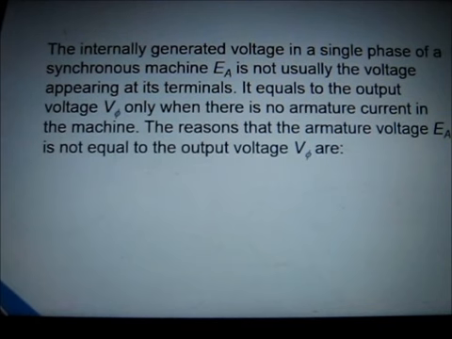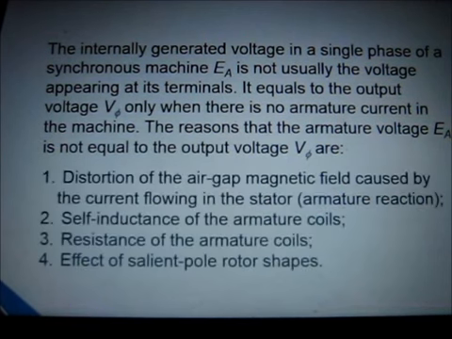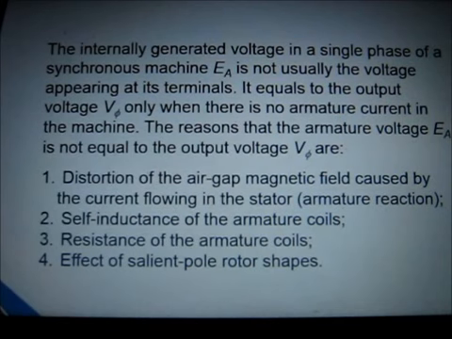The internally generated voltage in a single phase of a synchronous machine, E_A, is not usually the voltage appearing at the terminals. So there are some losses obviously. The reasons for which the armature voltage E_A is not equal to the output voltage V_phi are: distortion of the air gap magnetic field caused by the current flowing in the stator, which we call the armature reaction; self-inductance of the armature coils; resistance of the armature coils; and the effect of the salient pole rotor shapes. These are the major reasons for which the internal generated voltage is not equal to the voltage appearing at its terminal. That means there are losses due to these reasons.